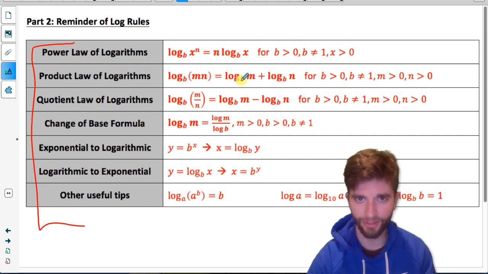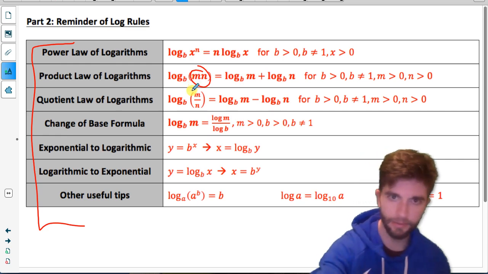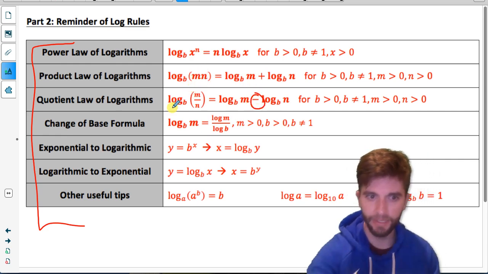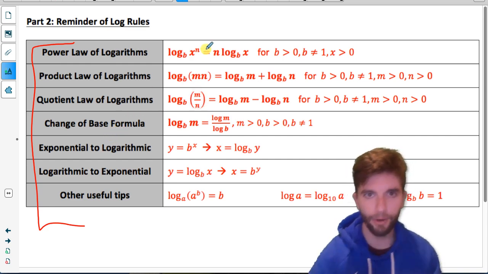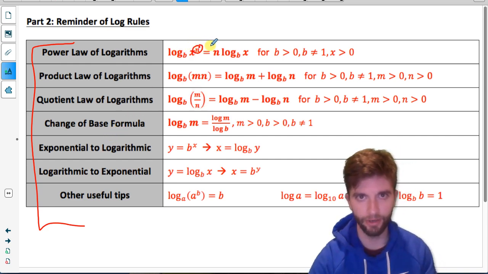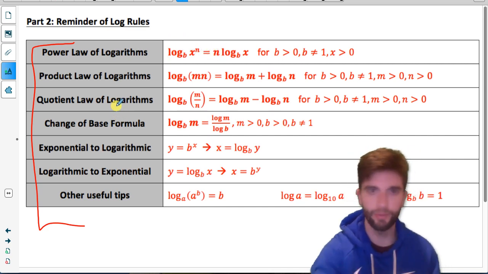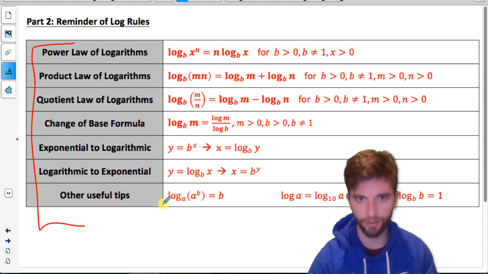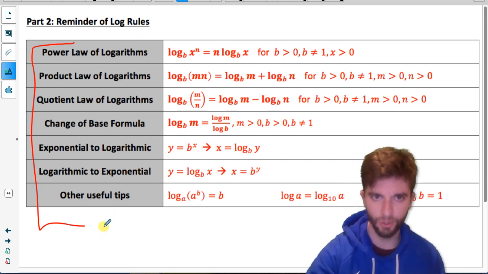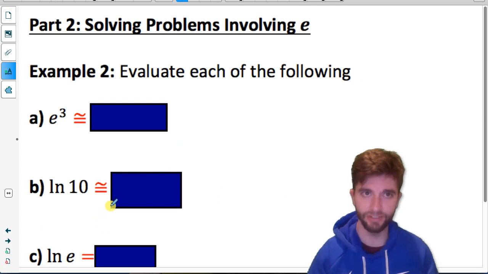If you're adding logs that have the same base, you can write it as a single log with that same base with the arguments multiplied. Subtracting logs with the same base, write it as a single log with that same base with the arguments divided. Power law of logs, you can take the exponent of the argument down, write it as the coefficient of the log. Those are three of the main log rules. There's also the change of base formula, and then a couple other reminders about how to transition between exponential and logarithmic expressions. So we'll use all of these rules for the rest of this lesson.